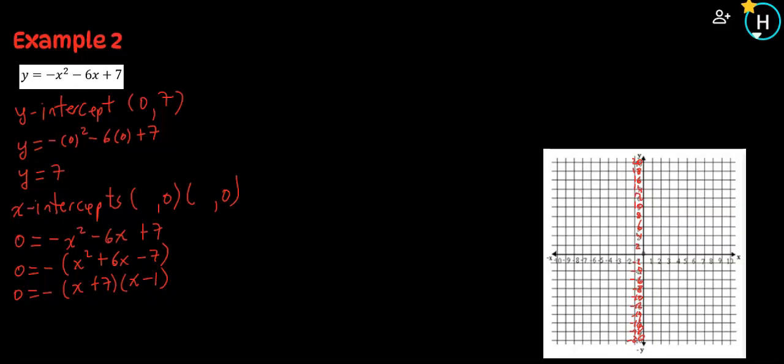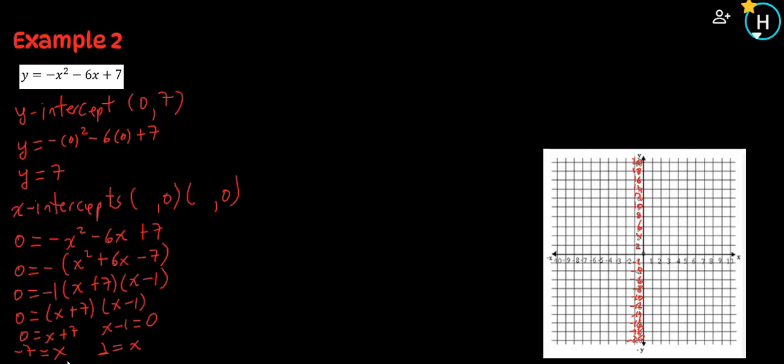This symbol, the negative, is like negative 1, and it doesn't have a variable, so we can divide negative 1 in 0. This is 0 equal x plus 7 times x minus 1. Now we need to equal each factor to 0. X plus 7 equals 0, x minus 1 equals 0. And solve each linear equation. X equal negative 7, x equal 1.